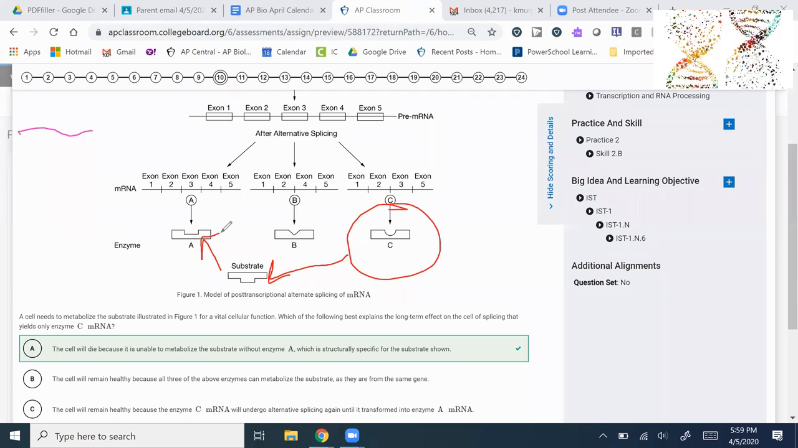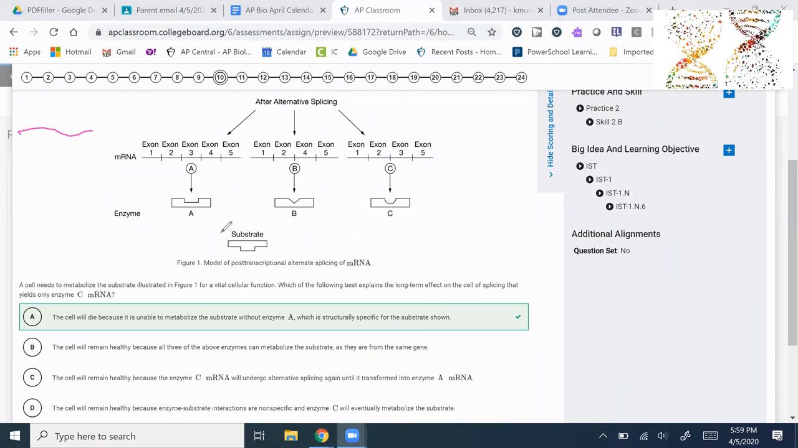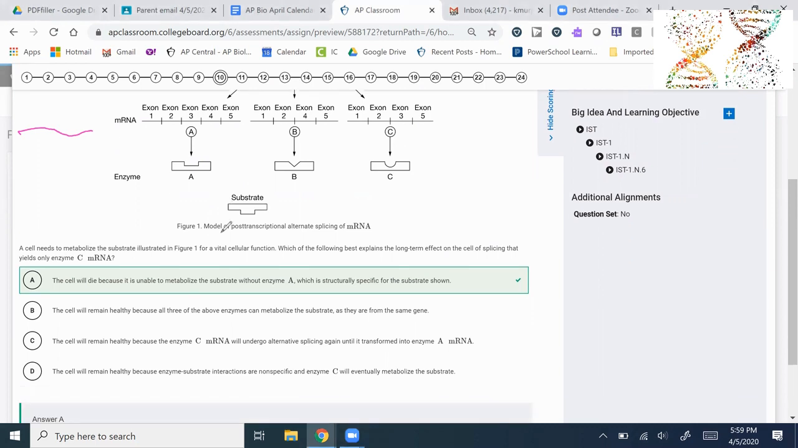Let's look at C. The cell will remain healthy because enzyme C messenger RNA will undergo alternative splicing again until transformed into enzyme A messenger RNA. All right, you've learned the processes; that does not happen. It can't just turn itself into another one. D, the cell will remain healthy because enzyme-substrate interactions are non-specific, and enzyme C will eventually metabolize the substrate. All right, enzymes and substrates are specific, so that is incorrect.